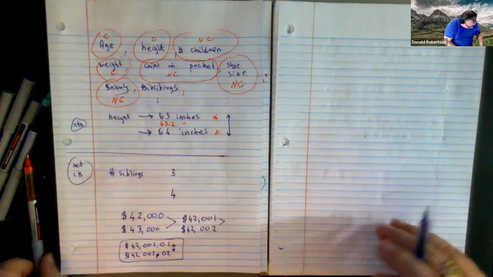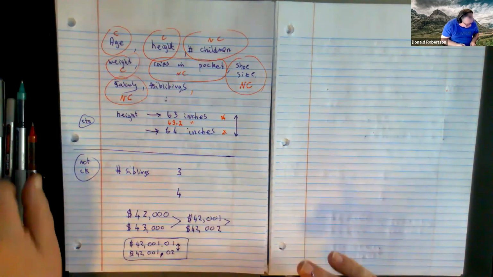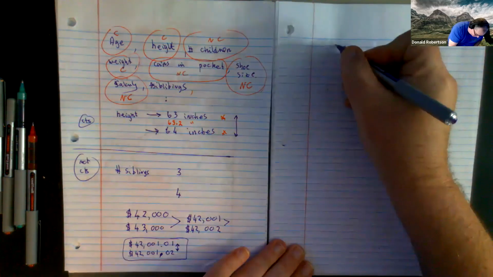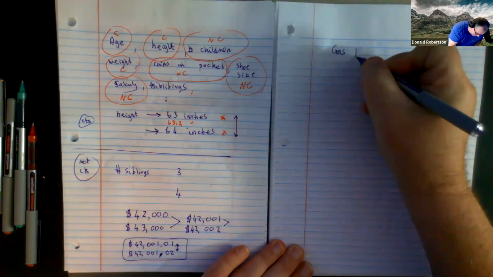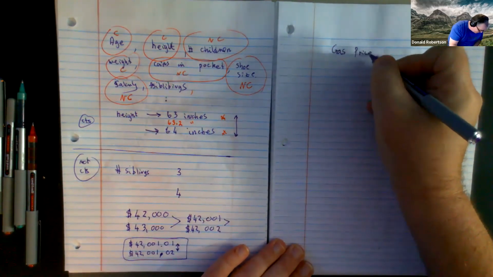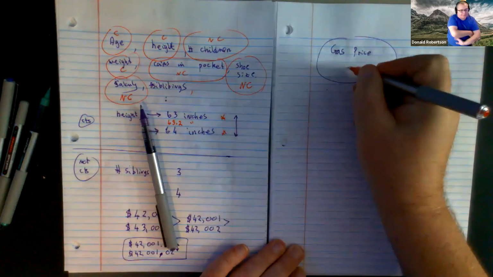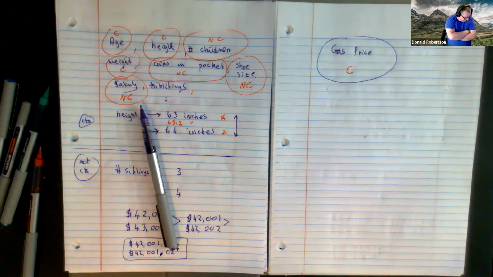Now I'm going to do something that breaks that rule, because context is important. Why am I going to call gas price continuous? Because I have seen this.